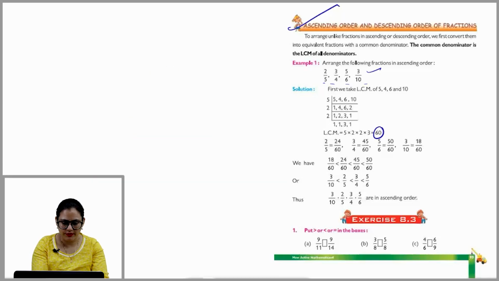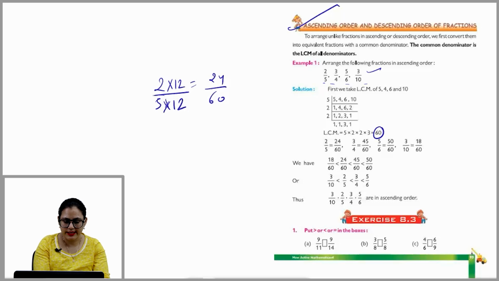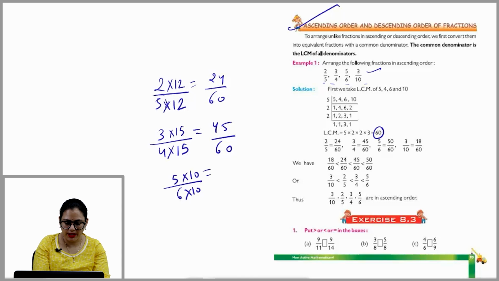So first fraction we have 2 by 5. Let's make the denominator 60 by multiplying it by 12. So in the numerator we will also multiply by 12. So 24 by 60. Next is 3 by 4. We will have to multiply 4 by 15. Here also 45 by 60. Next is 5 by 6, multiply by 10, here also 10. So 50 by 60. 3 by 10, 6 into 6, 18 by 60.